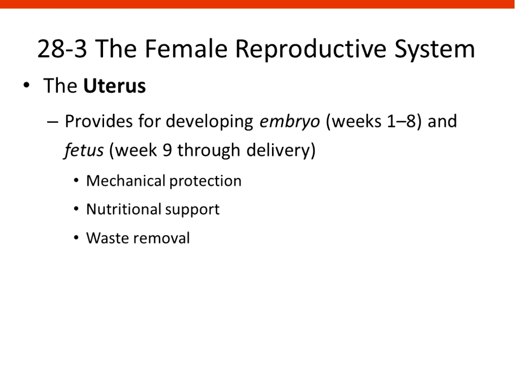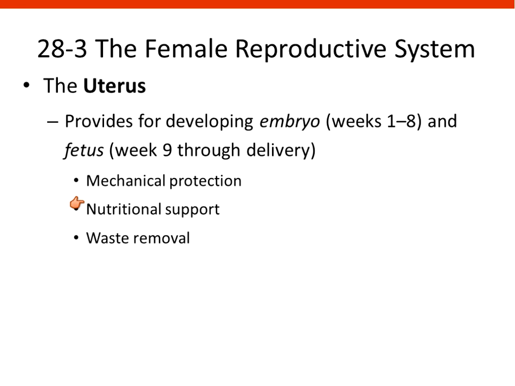The uterus is where your developing embryo is going to hang out. It provides for the developing embryo in weeks 1 through 8. We call it an embryo, and then from weeks 9 through delivery, we call it a fetus. The fertilized egg attaches itself to the wall of the uterus, which provides mechanical protection, nutritional support, and removes waste. If that egg is not fertilized, it will disintegrate into the wall of the uterus, and part of your menstrual cycle is the sloughing off of that functional layer of the endometrium.